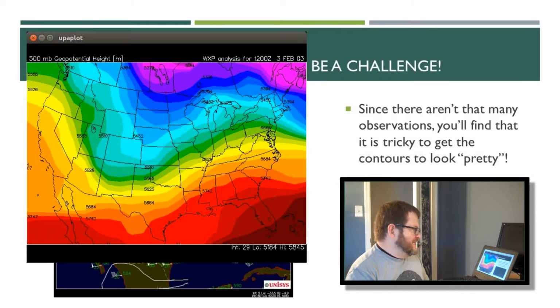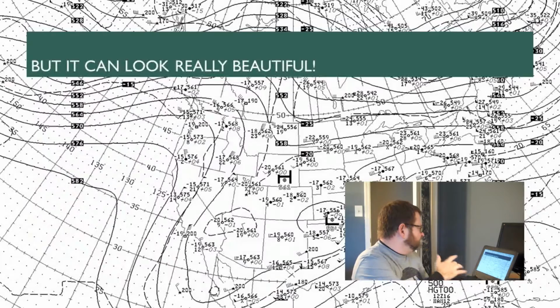Same with this example I used WXP to make. This is a 500 millibar chart from a long time ago, but again, the contours are not that great. Even for professional software like WXP, it can be kind of hard to make a plot when you only have that much data, okay? That being said, it can be done.